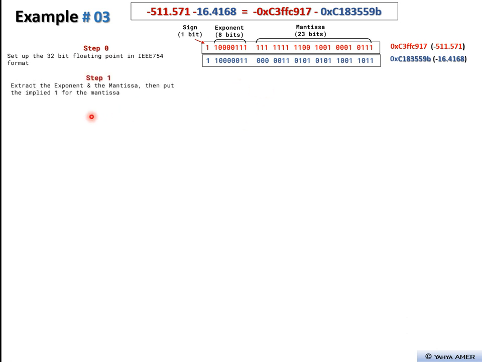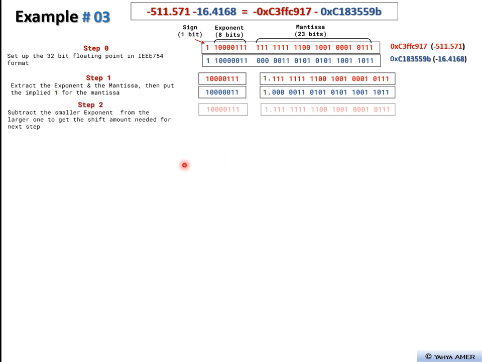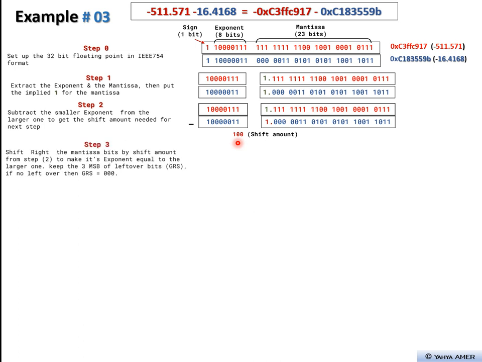Okay. Now we go to step 1, which is the same steps we saw in earlier examples. We extract the exponent and the mantissa for each number, and then we put the leading one by using 0.1, the same thing for the second number. Now we make the subtraction as normal of the exponents to determine the difference, so we can get the shifting amount needed.